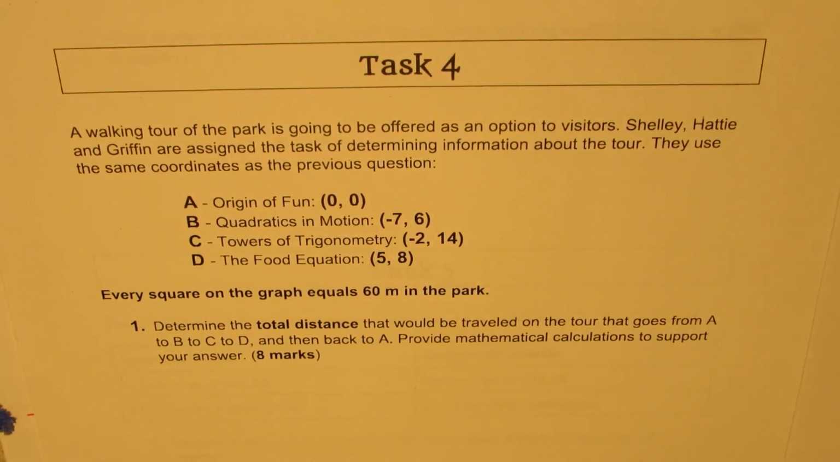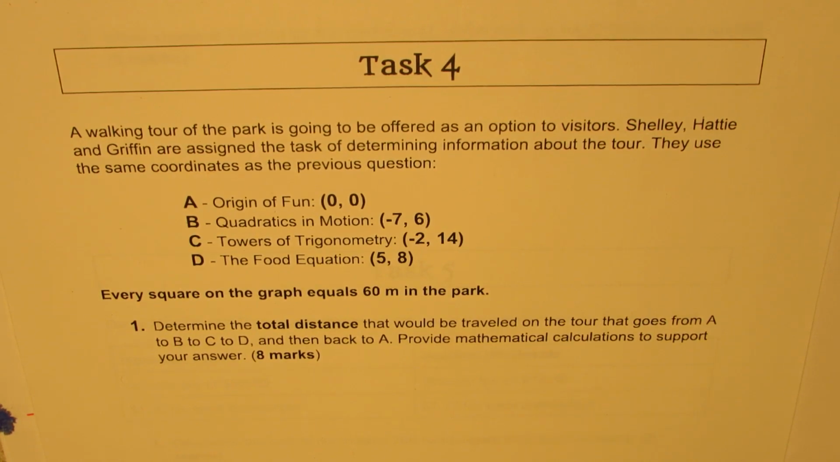Now we come to task 4, which is: a walking tour of the park is going to be offered as an option to visitors. Shelley, Hetty and Griffin are assigned the task of determining information about the tour. They use the same coordinates as the previous question. A is 0, 0, B is minus 7, 6, C, the towers of trigonometry, is minus 2, 14, and D, the food equation, is 5, 2.